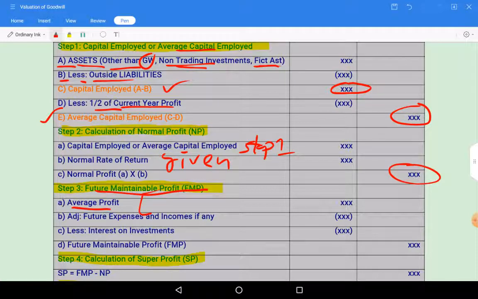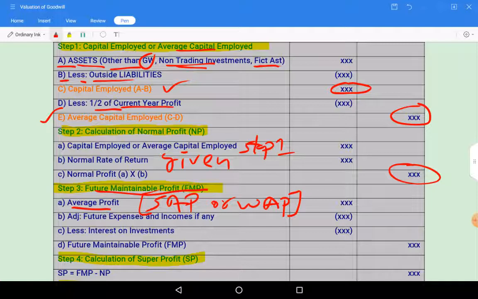This average profit can be a simple average profit or a weighted average profit. How to get simple average profit and weighted average profit, we have already discussed. If there is any trend, we will go for weighted average. If there is no trend, we will do the simple average.